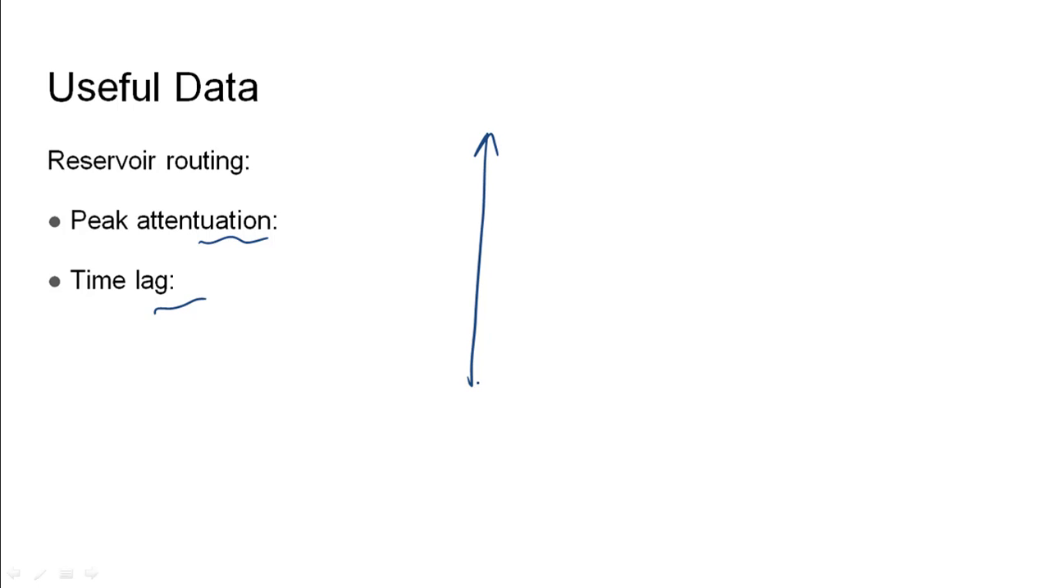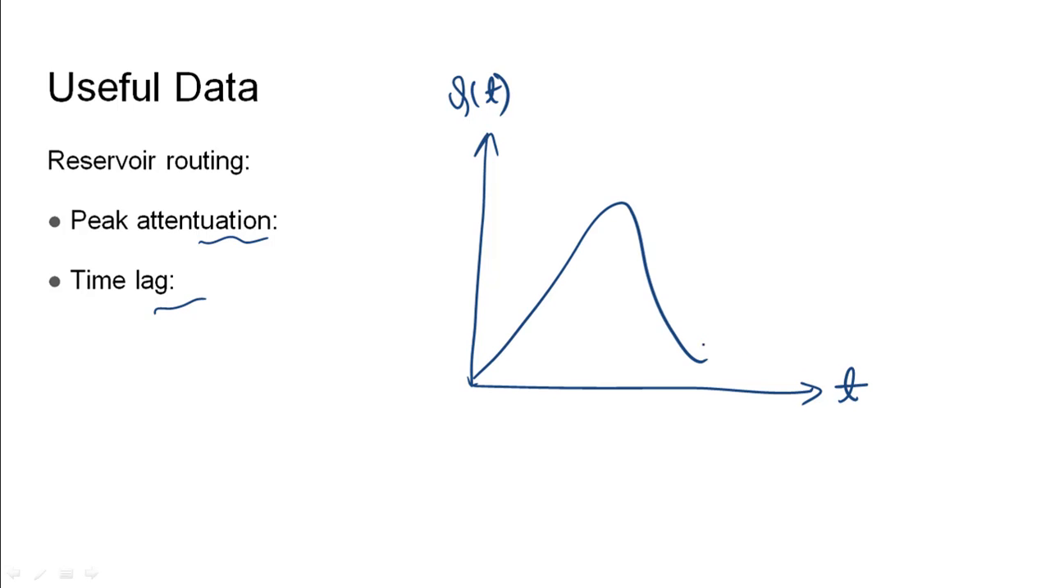So in the topic of reservoir routing, two concepts are quite commonly used, that are peak attenuation and time lag. So we will visualize this on a graph. If we indicate the flow on the y-axis and the time on the x-axis, let us assume this to be our inflow hydrograph. The outflow hydrograph for a reservoir routing gets delayed. So the peak of the outflow hydrograph will be found after a certain lag time.